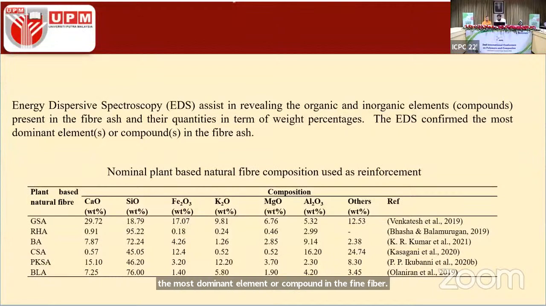This table shows the nominal plant-based natural fiber composition used as reinforcement. See, we have different plants and different natural fibers like GSA, RHA, BA, CSA, PKSA, BLA. So there are different natural fibers with different contents of CaO, SiO2, Fe2O3, K2O, MgO, Al2O3, and others. They are taken from different sources, and we have compiled it. So this is the composition for the various natural fibers used for reinforcement in composites.